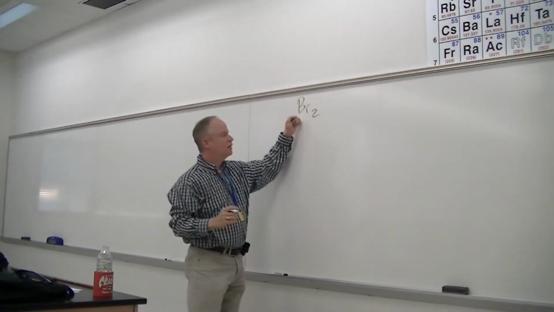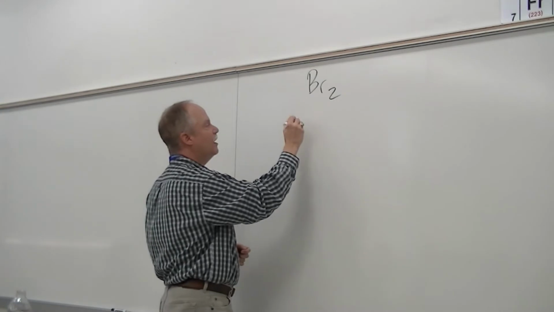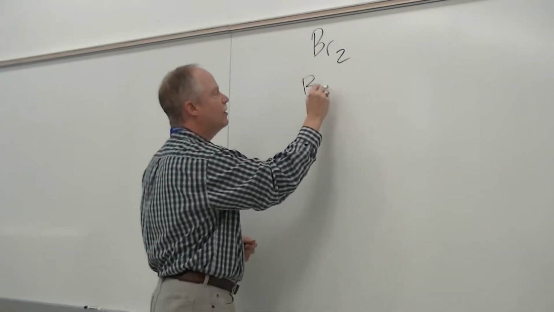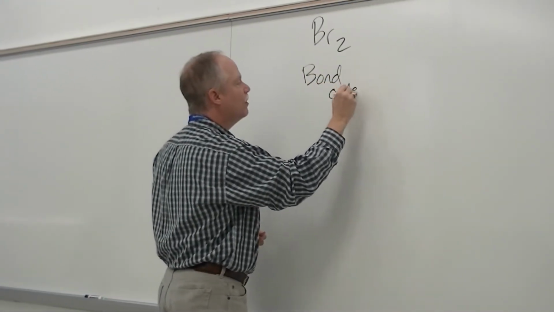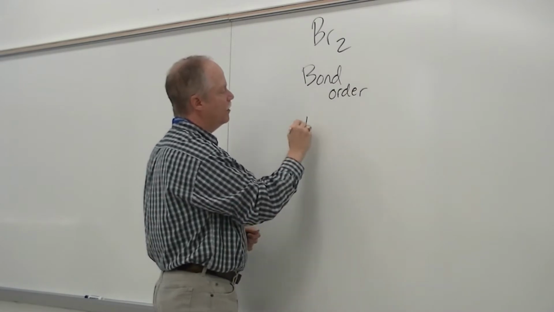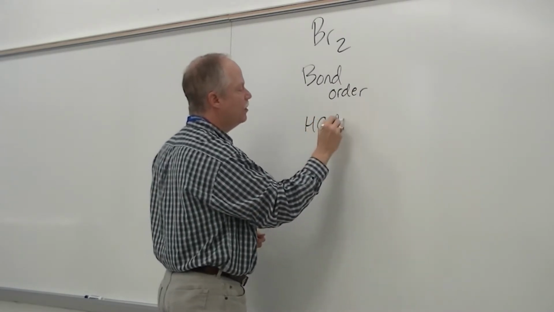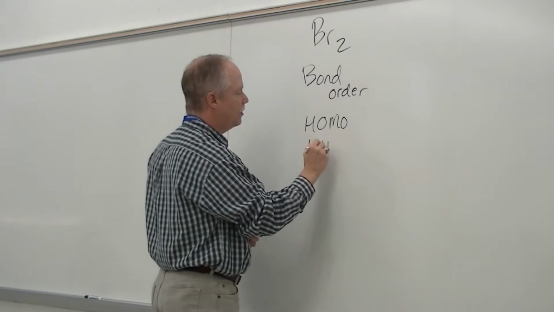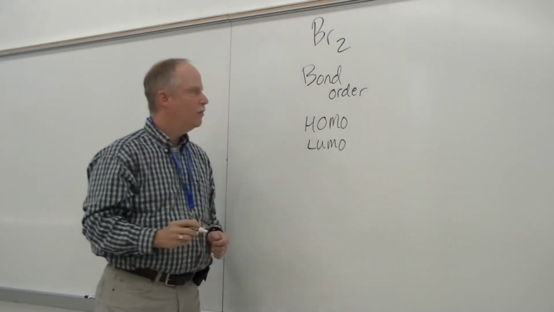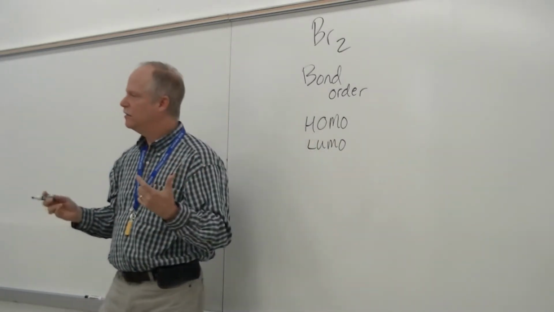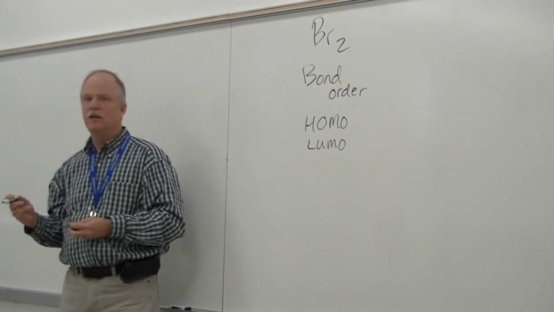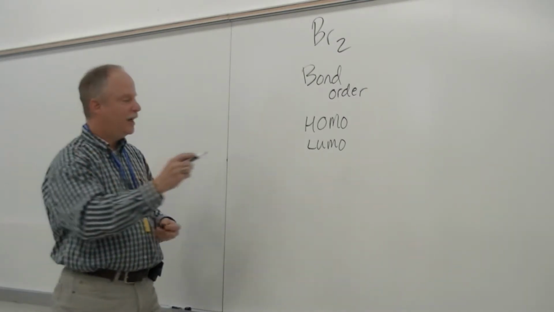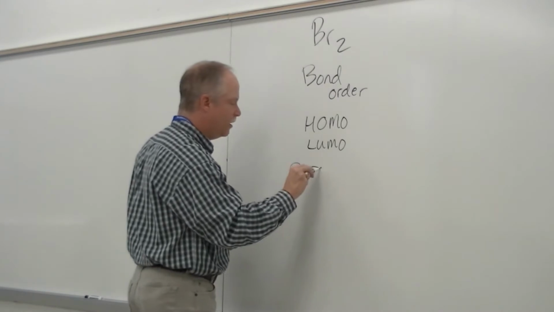So this is going to be our assignment, and then we're going to want to know things like bond order, label the HOMO and LUMO. What other kinds of things could I ask? The bond length, paramagnetic. Yeah, paramagnetic, very good, paramagnetic.